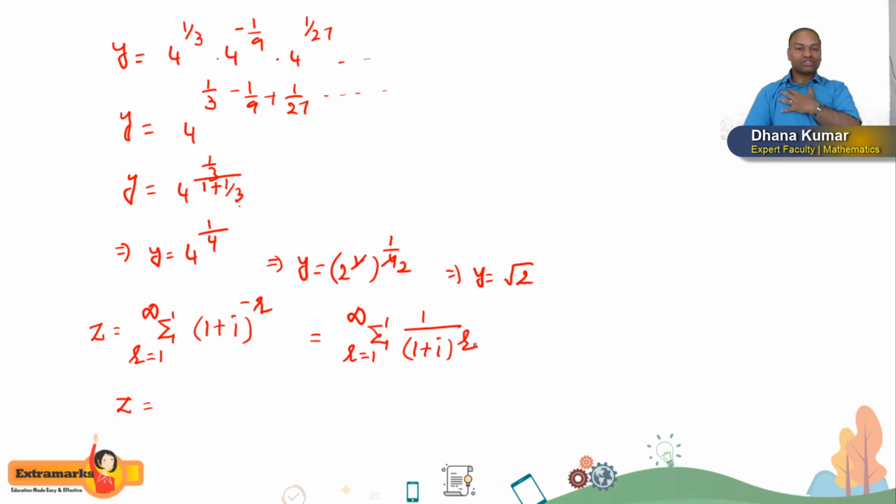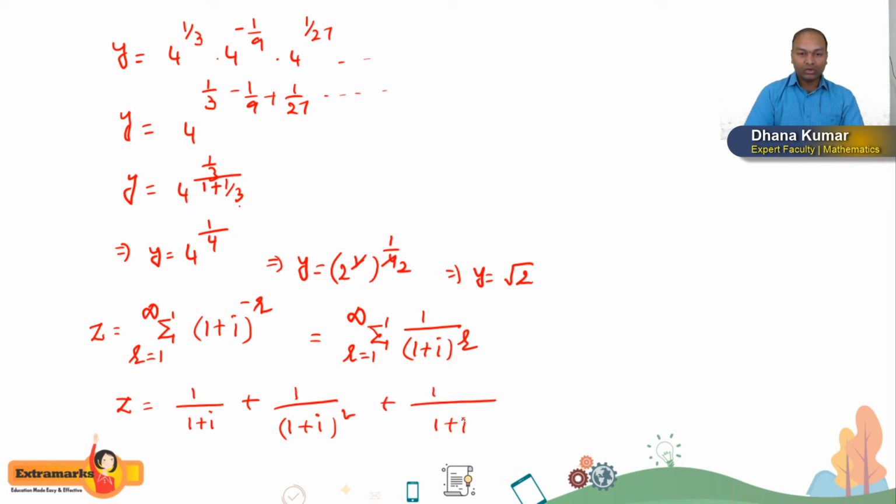Fine. So first expand sigma. First starts with r is equal to 1. r is equal to 1 means 1 by (1 plus i), plus next r is equal to 2: 1 by (1 plus i) whole square, plus 1 by (1 plus i) whole cube, plus so on. Again, how many terms? Infinite terms. Now you see next slide.